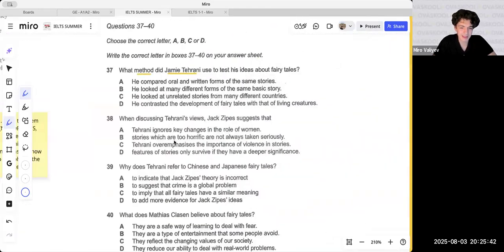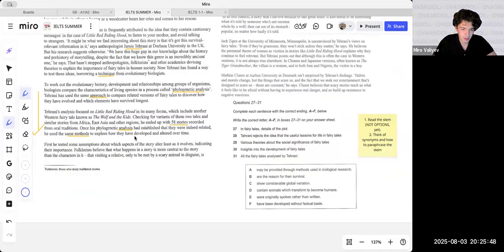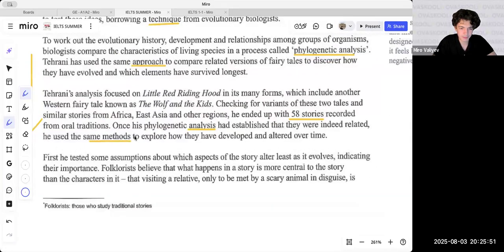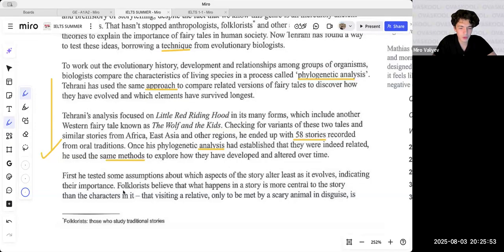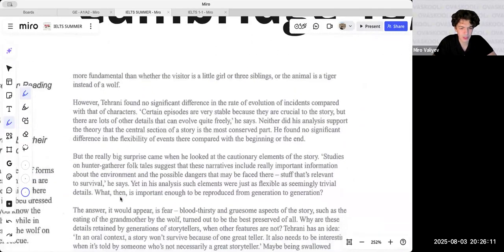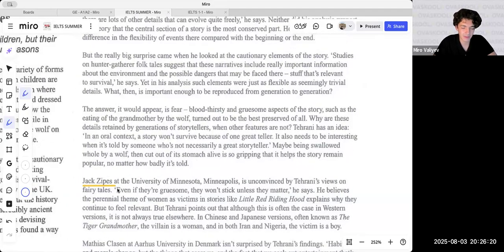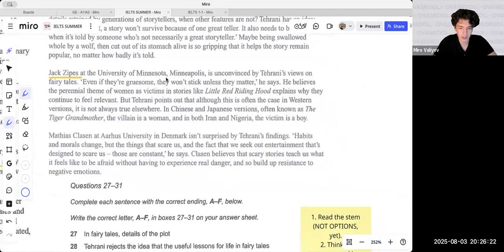All right, then when discussing Tehrani's view, Jack Zipes, right? We need to find this Jack Zipes. Jack, where is Jack? You know, when you search for the names, names usually start with a capital letter. So just look at all the capitals, right? Do not scan the whole text, just look at the capitals. So we need JP, something that Zipes, right? Oh yeah, Jack Zipes. See, I just looked at the capitals and I just found this Z. All right, so the answer must be here.